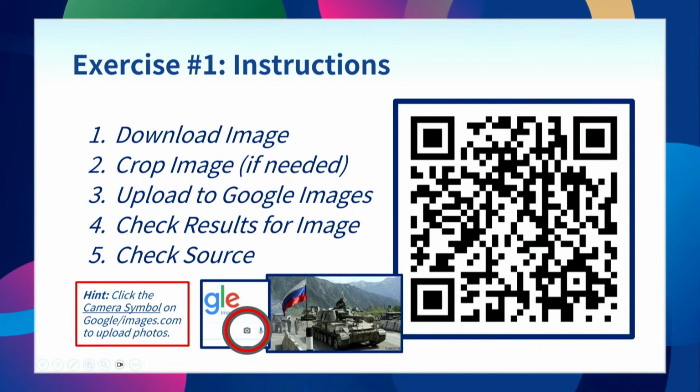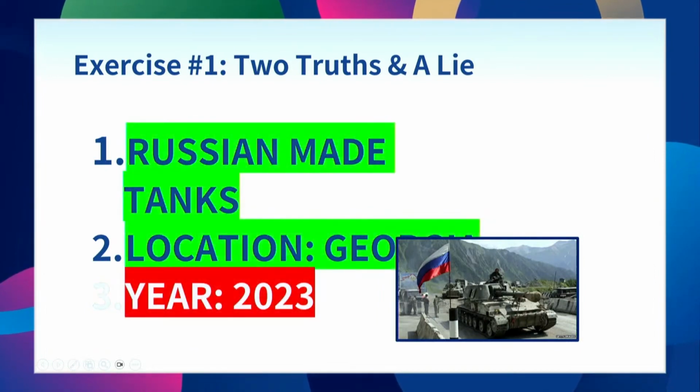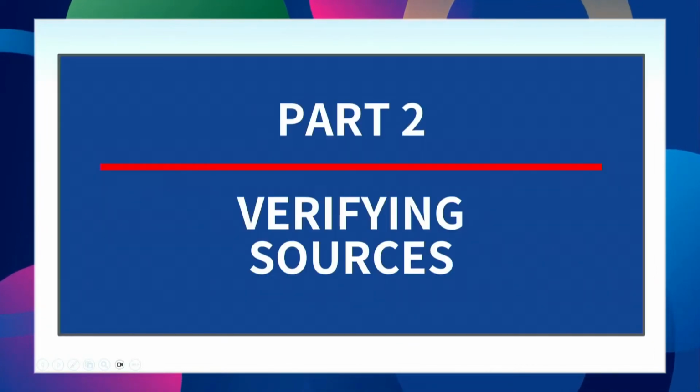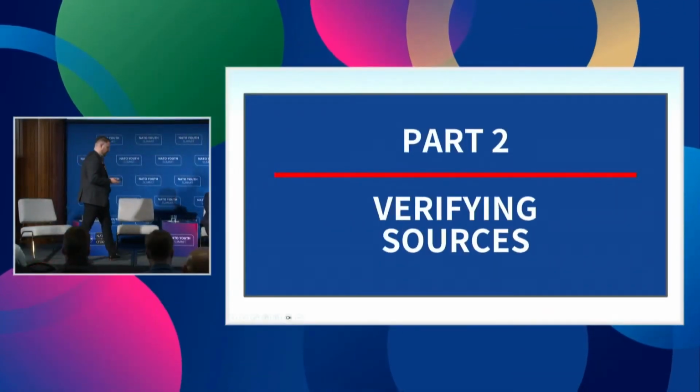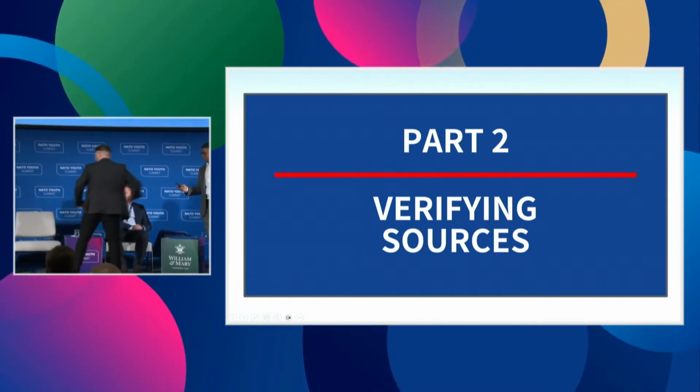So, what have we learned about this tank? So, let's uncover it. The answer was, yes, it is a Russian-made tank. Yes, it was taken in Georgia, but no, it was not taken in 2023. It was taken during the 2008 invasion, which is just a nice reminder that this is not new behavior for the Russians. So I'm going to hand over to my fantastic colleague, Andrew, who's going to take you through how to verify a source, because it's probably the next most important thing.